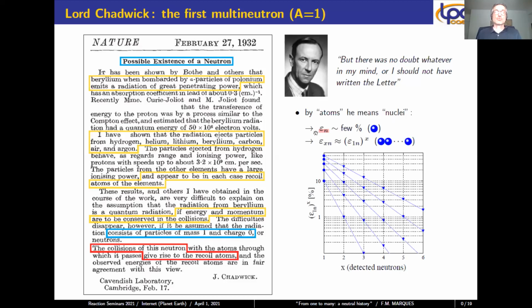So the neutron detection efficiencies are typically a few percent. Of course, if you want to detect several neutrons, it's even worse. It's these few percent to the power of the number of neutrons at most. And here you have examples. If you want to detect 1, 2, 3, 4 neutrons, and the 1 neutron efficiency is, for example, 10%, then for 2 neutrons it is 1%, for 3 neutrons it is 1 per mil, and for 4 neutrons it is even lower, 0.1 per mil. So it goes down very quickly.